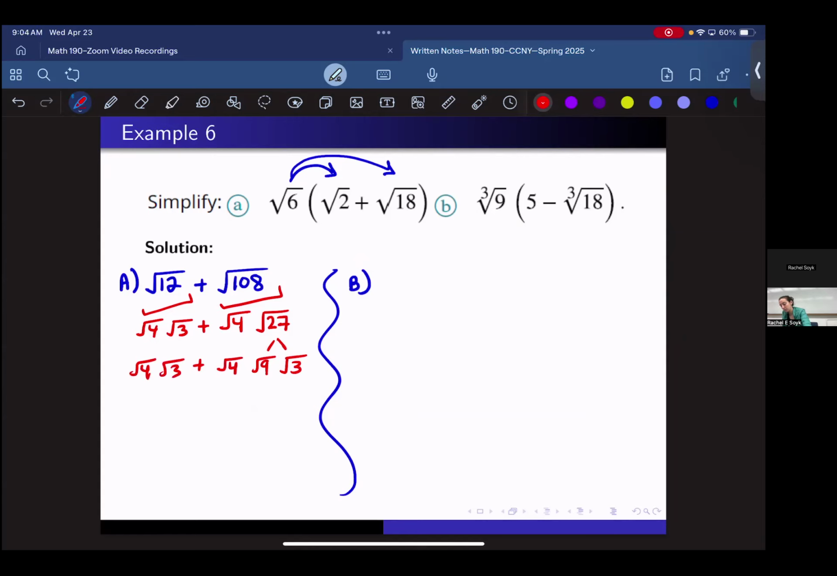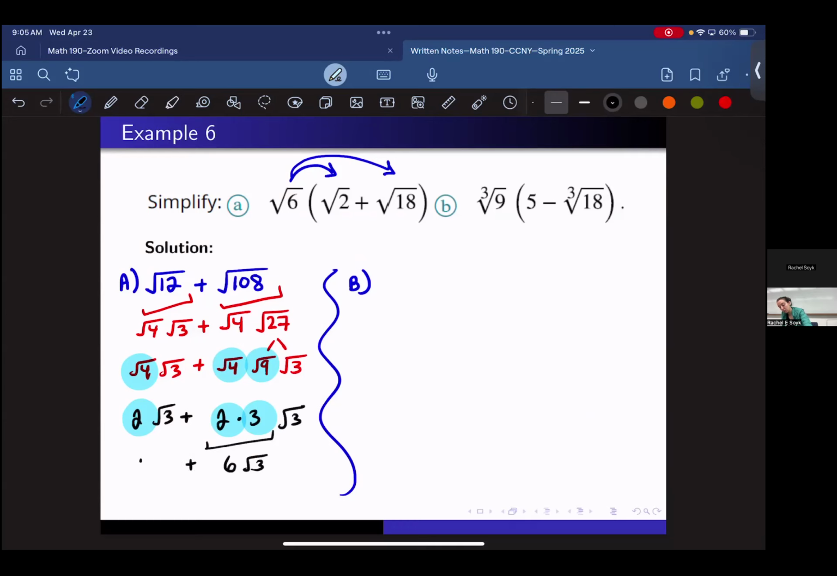All right. But now let's simplify. We can simplify square root of 4, and we can simplify that square root of 9. Square root of 4 is 2. So we're looking at 2 square root of 3 plus square root of 4 is 2, square root of 9 is 3, and then we have the square root of 3. 2 times 3 gives you 6. So we're looking at 2 square root of 3 plus 6 square root of 3. Like radicands, 2 plus 6 is 8. So our final result is 8 square root of 3. And we're done.